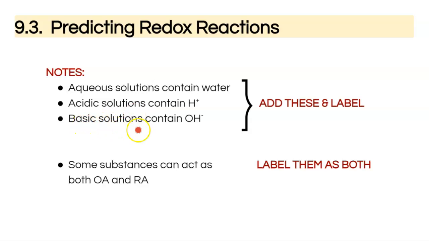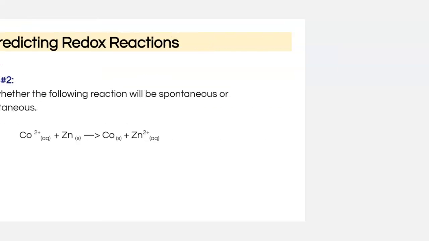If it's indicated to be in basic solution, then that means hydroxide is involved, and you're going to add hydroxide to your list of entities and label it based on whether it's an oxidizing agent or reducing agent. Now, as we saw with water, and water is not the only species that does this, some substances can be both oxidizing agents and reducing agents. So it's really important for you to label them as both, and you'll see why as we move on. Okay, so those are some pointers for you to get you started knowing how to label entities properly.